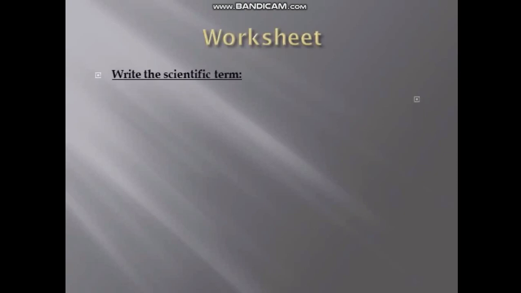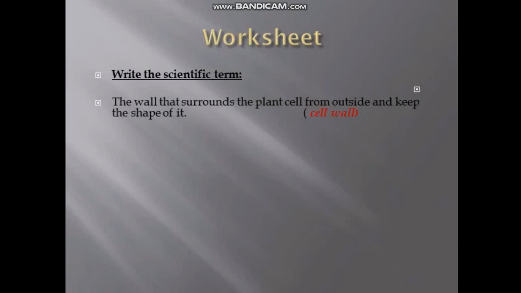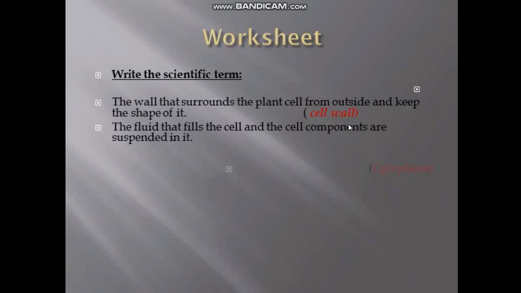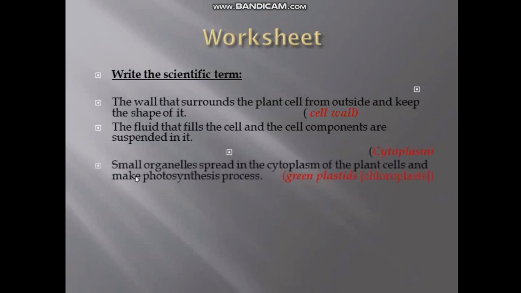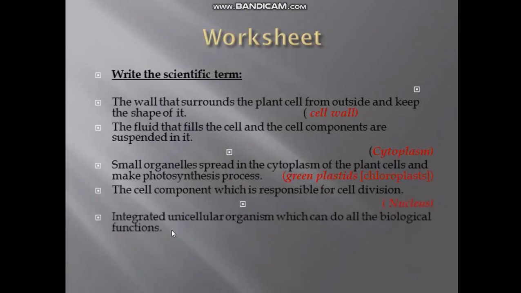Write the scientific term. The wall that surrounds the plant cell from outside and keeps the shape of it, this is the cell wall. The fluid that fills the cell and the cell components are suspended in it, this is the cytoplasm. The small organelles spread in the cytoplasm of the plant cells and make the photosynthesis process, this is the green plastids or the chloroplasts. The cell component which is responsible for cell division, this is the nucleus, excellent. And the integrated unicellular organisms which can do all the biological functions, yes, this is the bacteria.